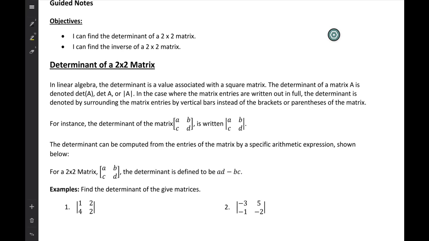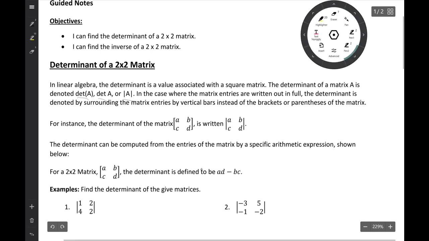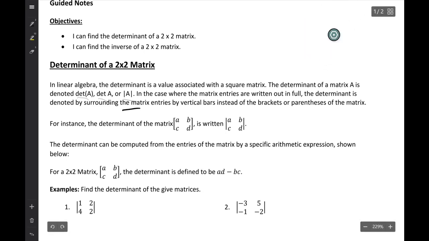So in linear algebra, the determinant is a value associated with a square matrix. It's really special. It does a lot of cool things. It's very much like the discriminant with a quadratic. It tells you some cool stuff. So the determinant of a matrix A is denoted as det A, or bar A bar, which is kind of a weird way to go through and do it, but it is what it is.